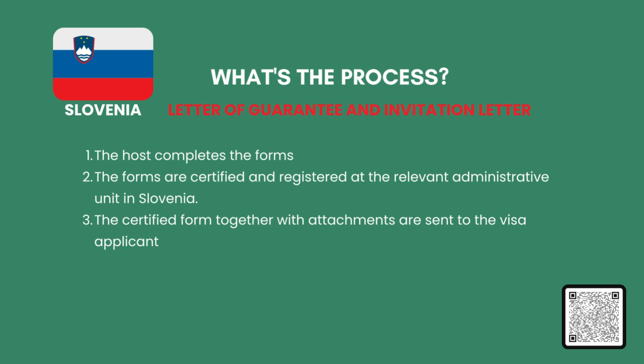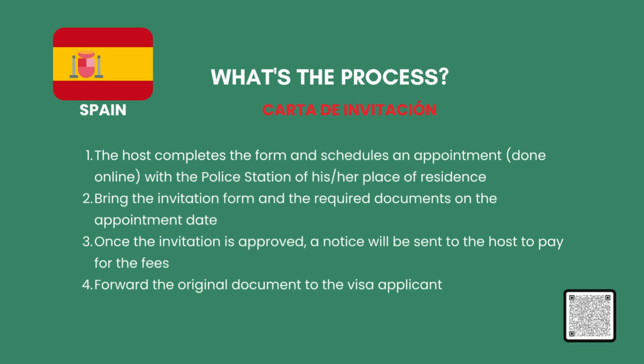So for Spain, it's called the Carta de Invitación. The host completes the form and schedules an appointment, usually done online, with the foreigner's police station of his or her residence. And then on his or her appointment date, bring the copy of the form together with the required documents. And once it's approved, a notice will be sent to the host to pay the fees. Okay, so once you have the Carta de Invitación, forward the original document to the visa applicant.